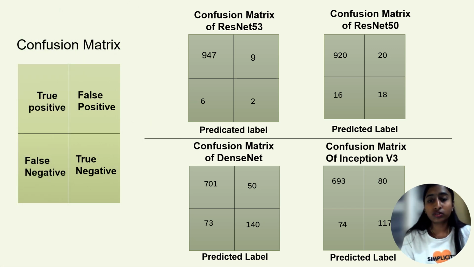This is a confusion matrix, where we can understand easily. This is the confusion matrix of the ResNet50 model, this is for DenseNet, and this is for Inception v3. These involve true positives, false negatives, and true negatives. Next we will move on to the next slide.